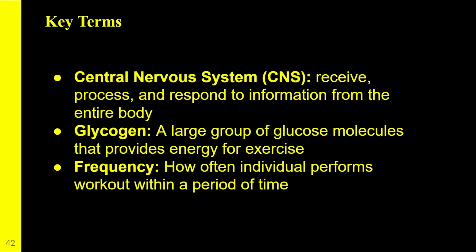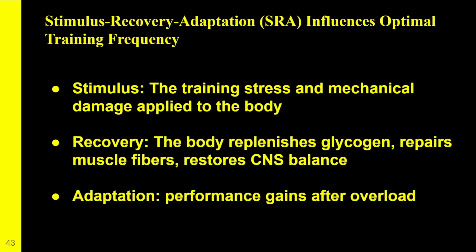Glycogen is a large group of glucose molecules that provides energy for exercise. Frequency is how often an individual performs a workout within a period of time. Stimulus, recovery, adaptation. SRA influences optimal training frequency.